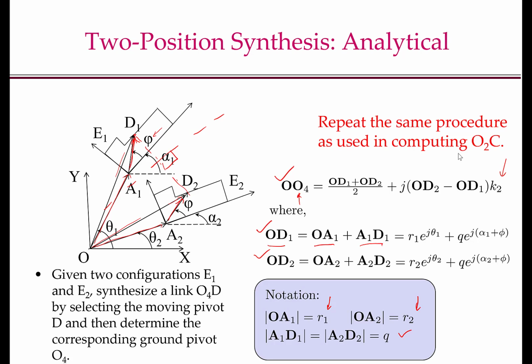First, we will check whether the mechanism is Grashof or not. Then, we'll check the transmission angle of the mechanism. And then, we'll also check whether the mechanism can move between the two poses E1 and E2 continuously. The final check can be done using a simulation software or a CAD software, and also by building models.